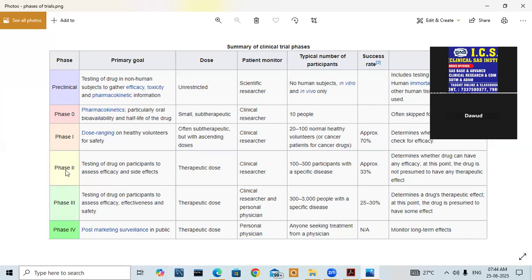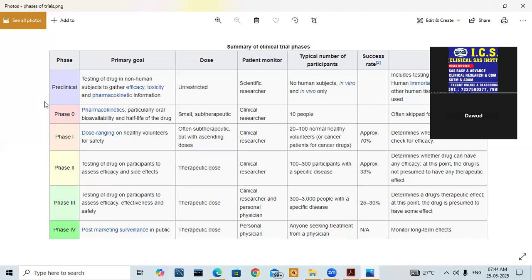Before the four phases, there are preclinical studies. Preclinical studies are done before starting the trial. Just listen carefully: the preclinical studies are not in the phases. They don't count in the phases. Preclinical studies are done before starting the clinical trial. Why do we do preclinical studies before starting the clinical trial? Because the clinical trial, as I told you, will be conducted on human subjects.